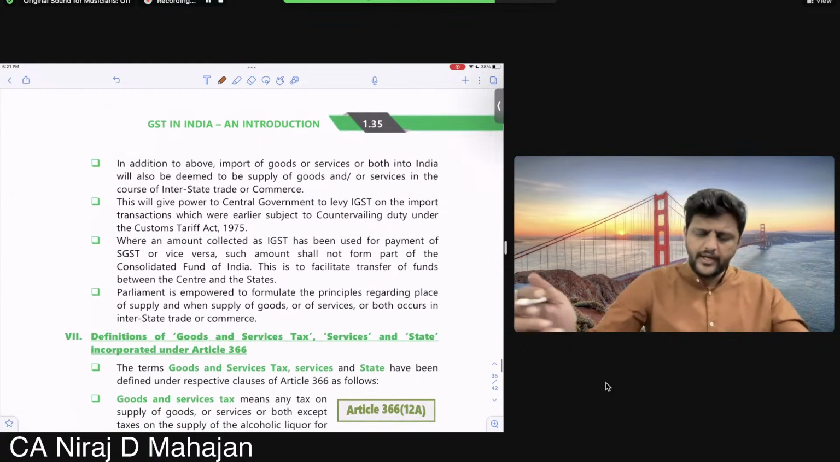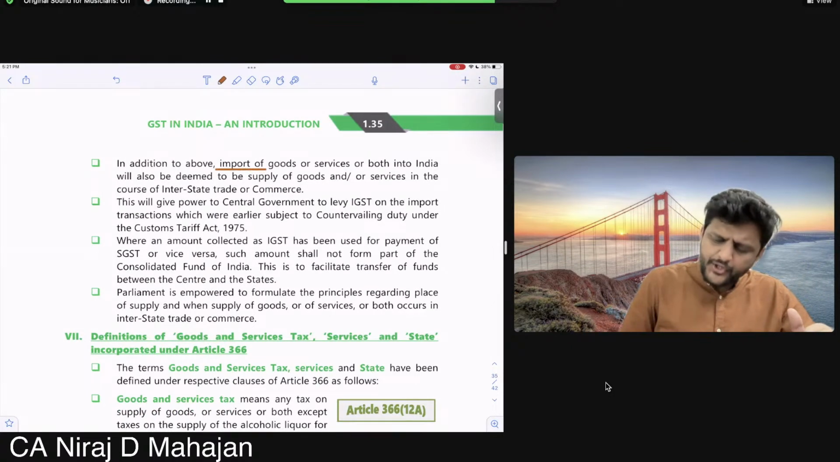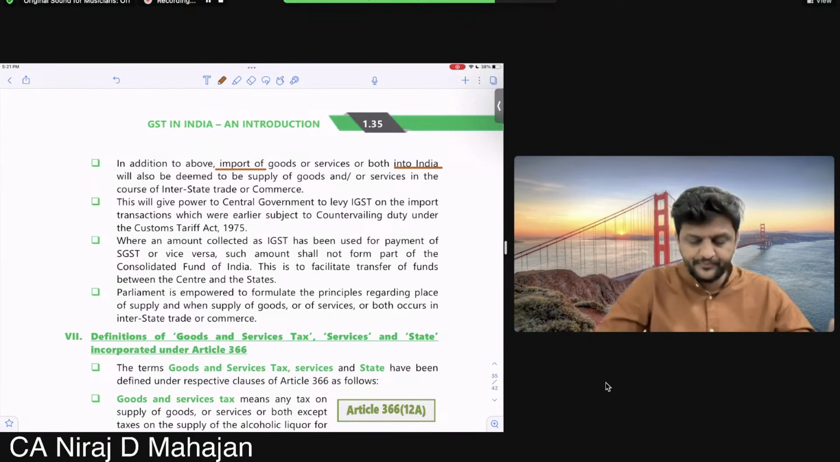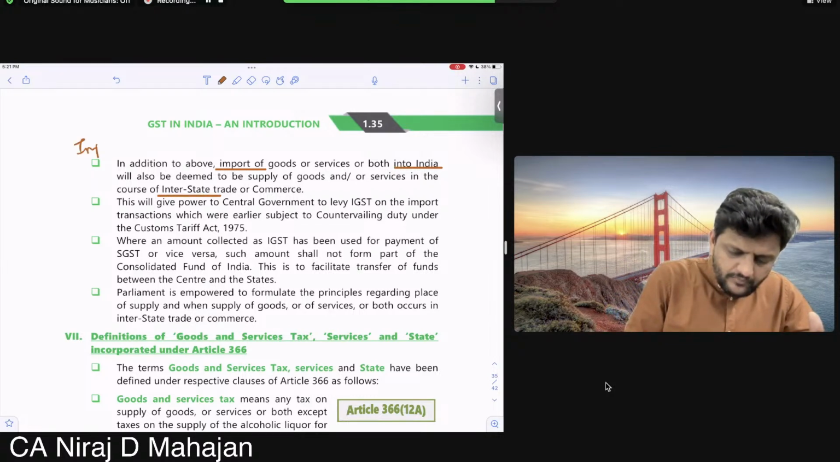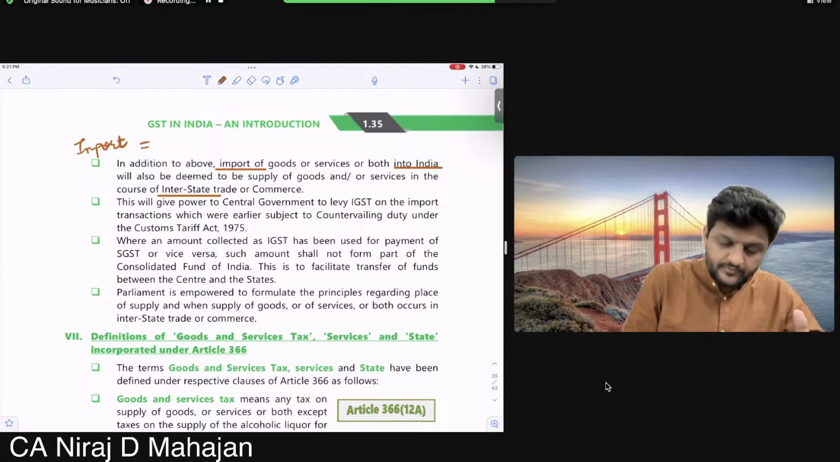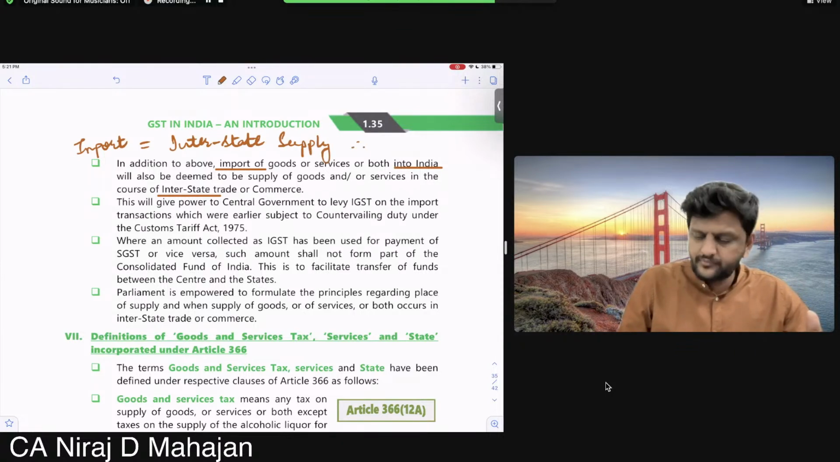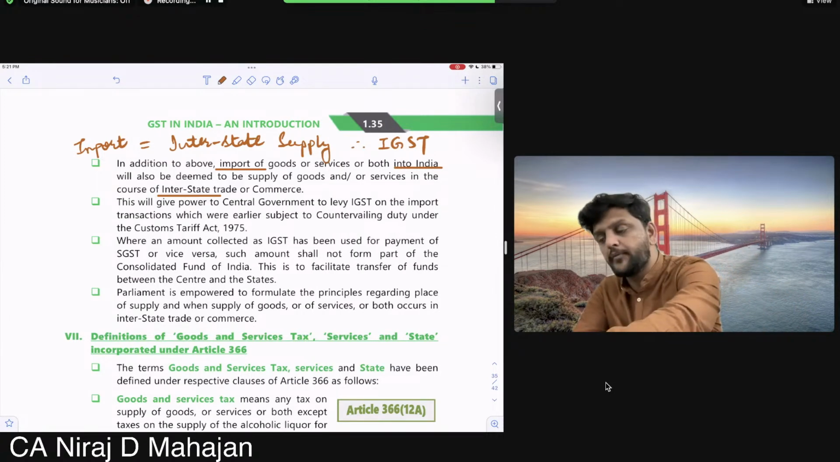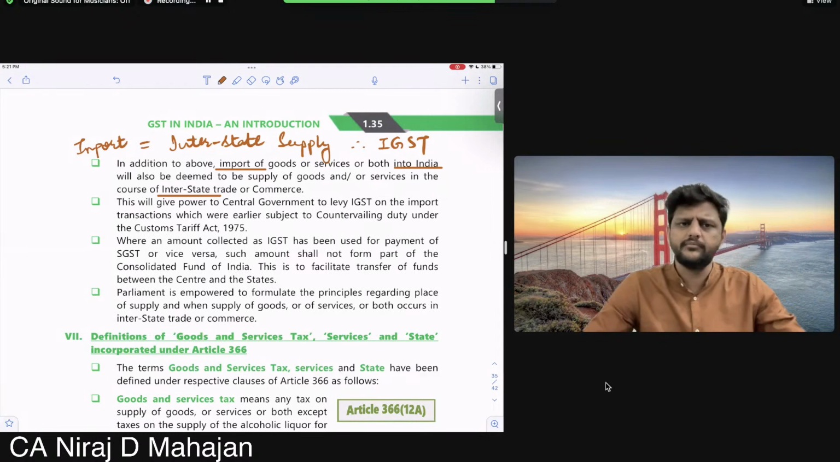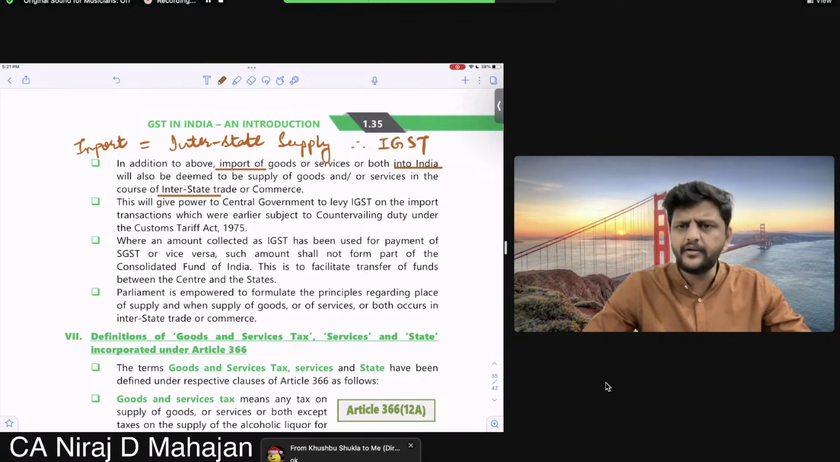In addition to the above, import of goods into India, that means import from outside India, will also be deemed to be supply of goods and or services in the course of interstate. Means what? Check here. Import deemed as interstate supply. Therefore, bachcho, on import what will be applicable? Therefore IGST. Did you understand now? So on such a transaction, bachcho, IGST will have to be paid. Who will pay? Importer. That is a different thing. Correct?